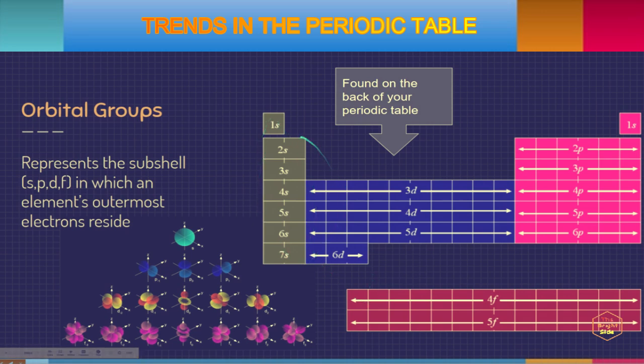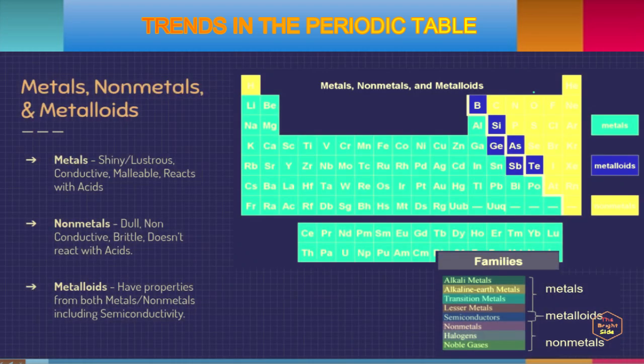And so these two columns, columns 1 and 2, or groups 1 and 2, their highest energy electrons are in an S shape. Columns in groups 13 through 18 are in the P shape, and then the transition metals are in the D shape, and the lanthanide and actinide series, which we kind of consider transition metals, make an F shape. All right, how about metals, nonmetals, and metalloids?